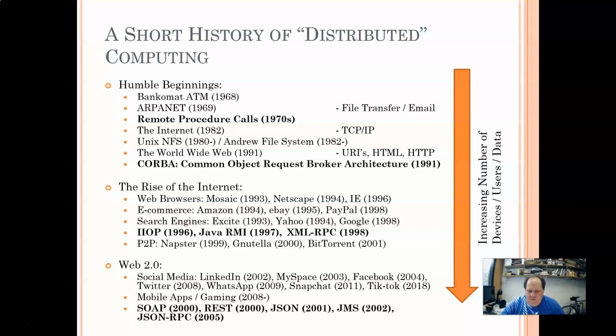Since those humble beginnings, through the emergence of things like ARPANET, which was the US Department of Defense attempt to build a network that could resist a nuclear holocaust, through the rise of the internet and the World Wide Web, through the rise of these e-commerce giants such as Amazon and PayPal, through the emergence of peer-to-peer computing and Web 2.0, what we've seen is continually an increase in the number of services offered on the web, the amount of data being transferred over the web, the number of users of those services, and the number and range and diversity of devices that are being used to access the internet.